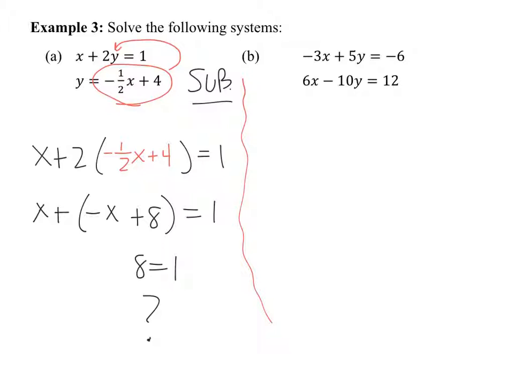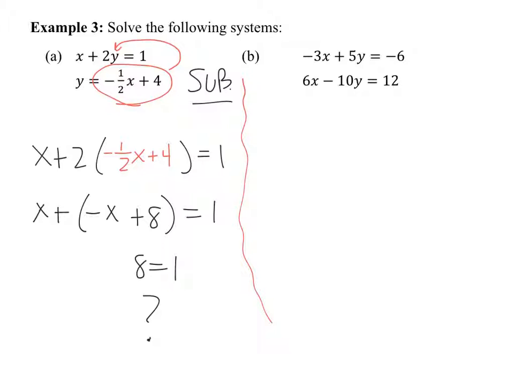We could explain this result again, Morgan? There's no solution. Why not, Morgan? Because 8 is definitely not equal to 1. It's a contradiction, so clearly there's no solution. Who can tell me physically why there's no solution? The lines are parallel. The lines are separate from one another and parallel.